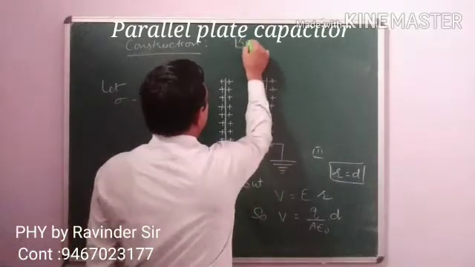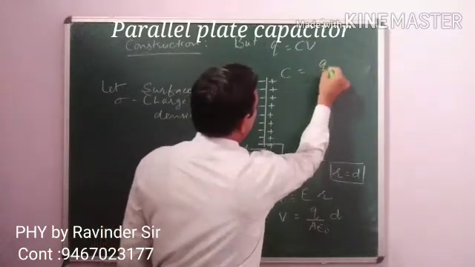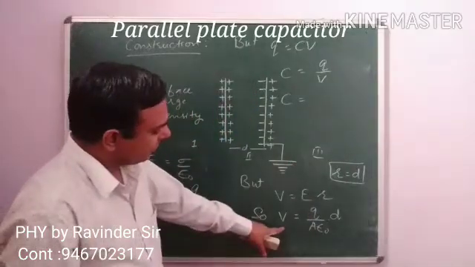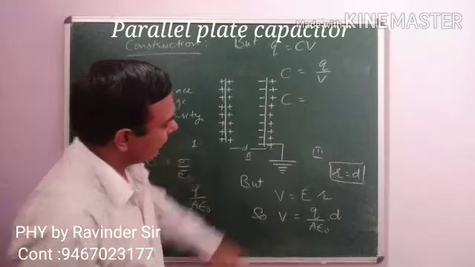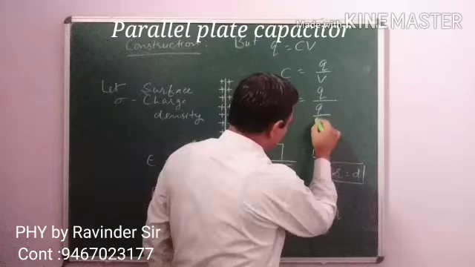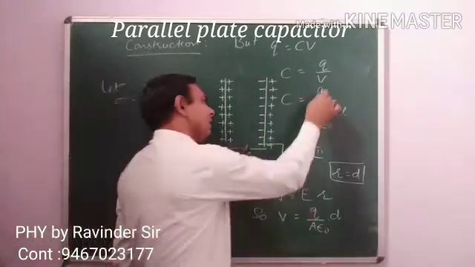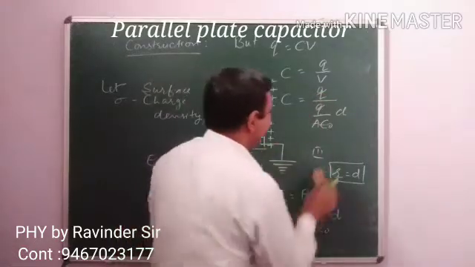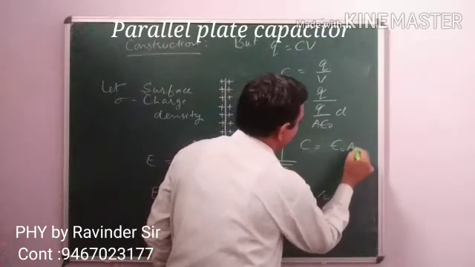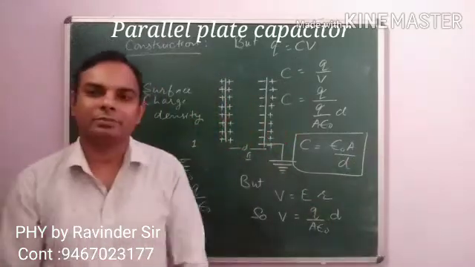But Q is equal to CV, so C is equal to Q by V. Now put the value of V in this equation: Q upon A epsilon naught into d. Now cancel out Q with Q and we get C is equal to epsilon naught A upon d, which is the capacitance of a parallel plate capacitor.